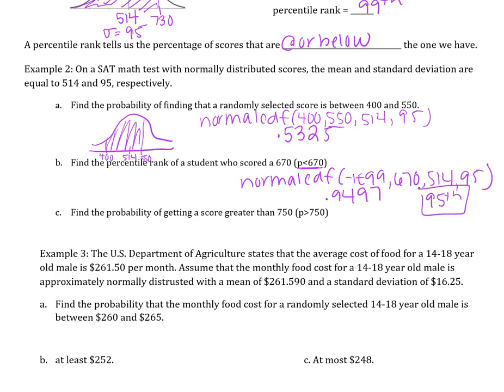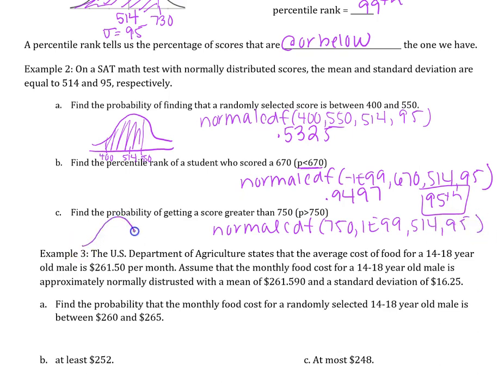Okay, then as far as getting a score greater than 750, now we're just going in the other direction. So your low bound is 750 this time. Your high bound is going to be infinity. Same mean, same standard deviation.